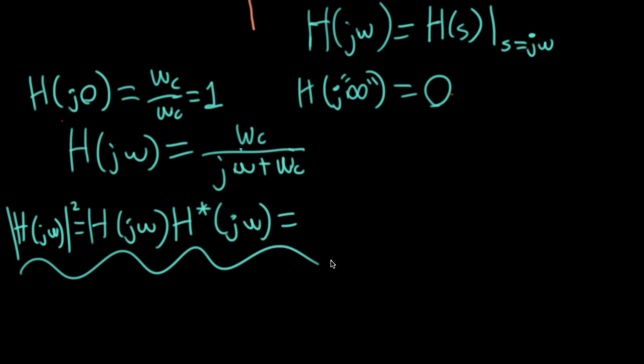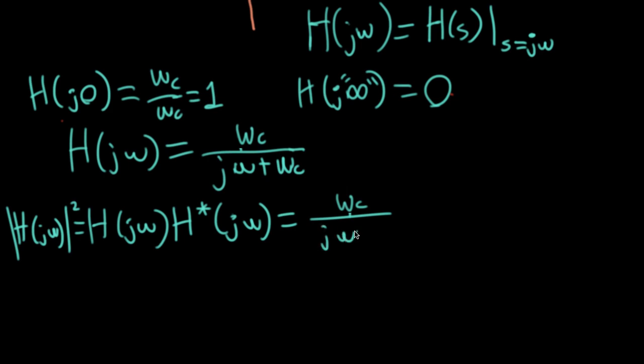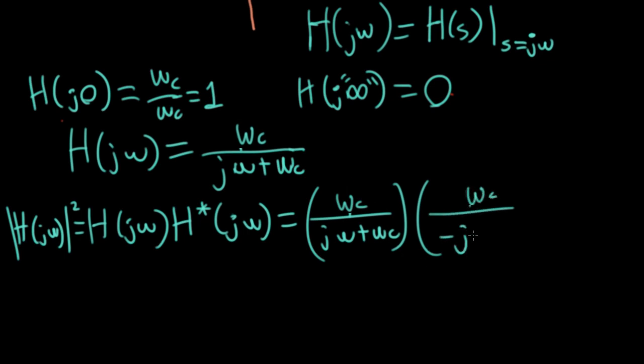This is a property of complex numbers that only takes a couple of lines to prove. Luckily, complex conjugation is a really convenient operation. It commutes over everything. It doesn't just commute over addition and subtraction, as some things do. It will also commute over division and multiplication and other things. Complex conjugation is a wonderfully convenient operation. So here I'll have omega_c over minus j omega plus omega_c. So that's the result of that complex conjugation.